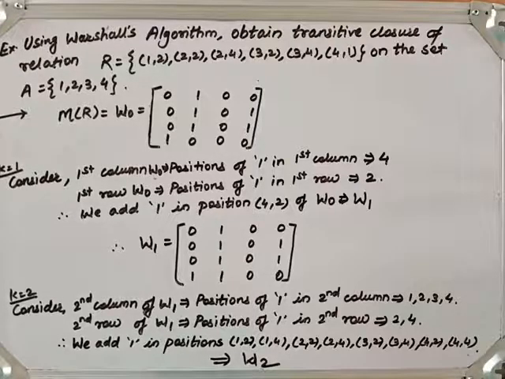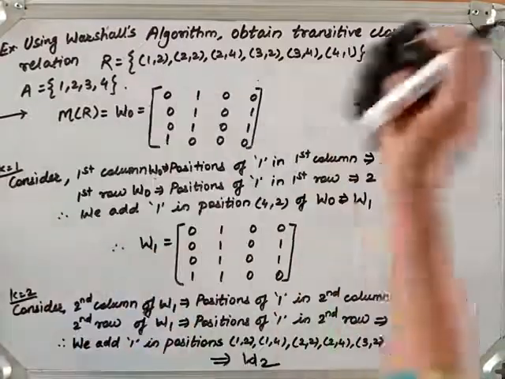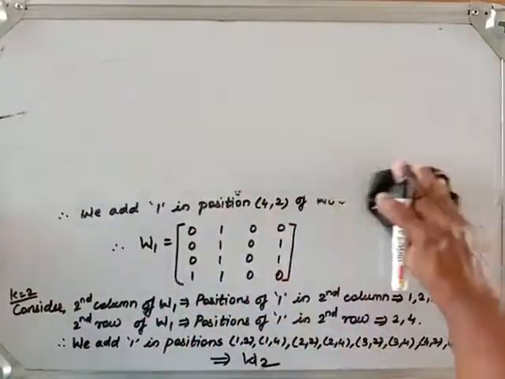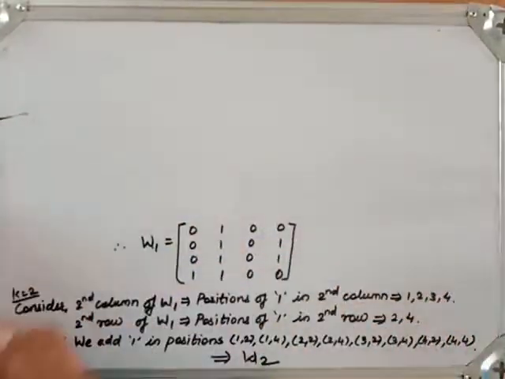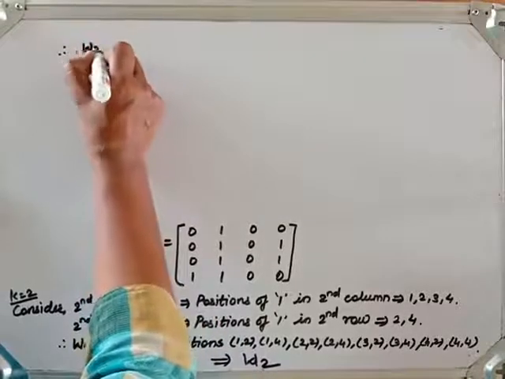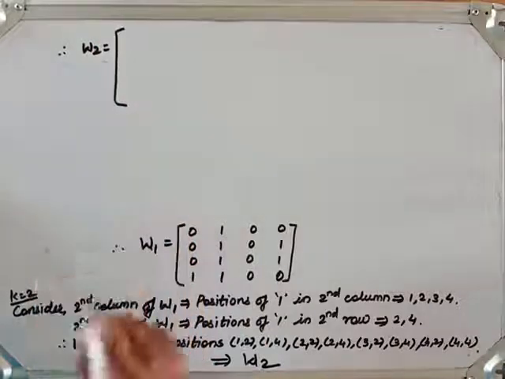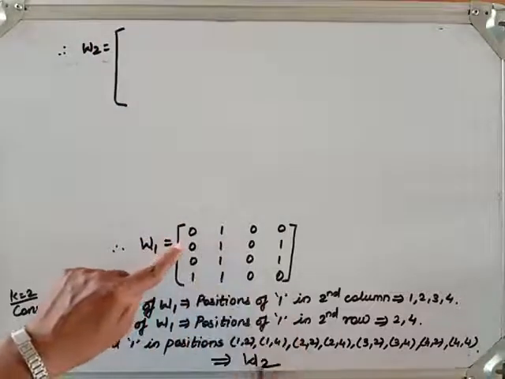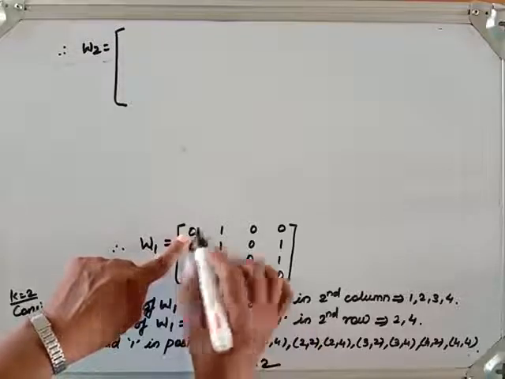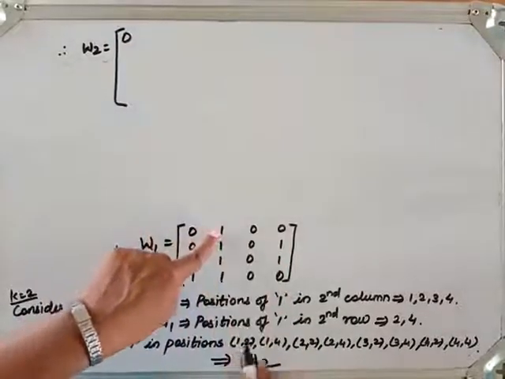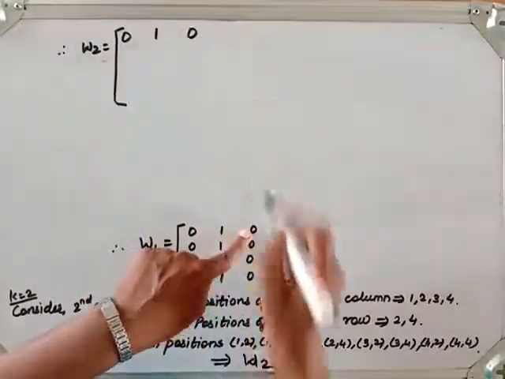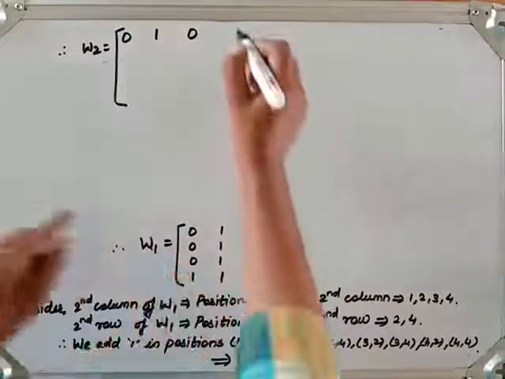That gives us W2. So let me write W2 here. Therefore W2 equals, look at here, these entries slightly change. 1, 1 is already 0. Now 1, 2 is already 1, so it will be as it is. 1, 3 is not there, 1, 4 is there, so we will write 1 here.